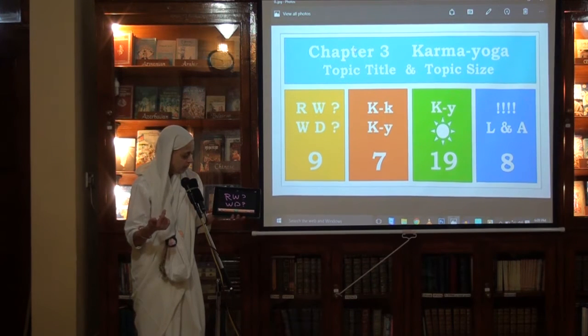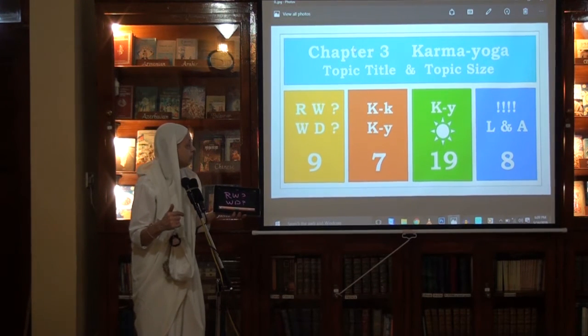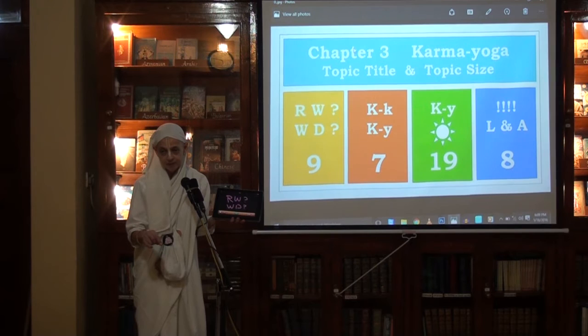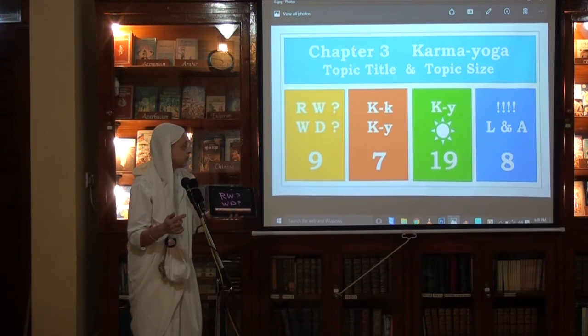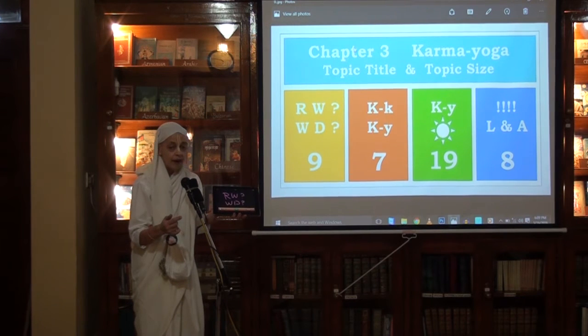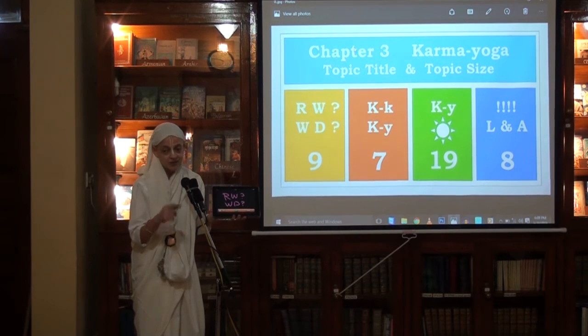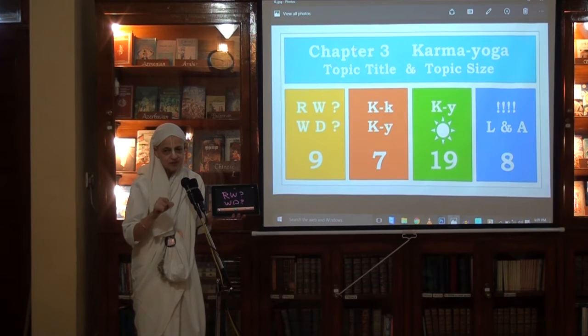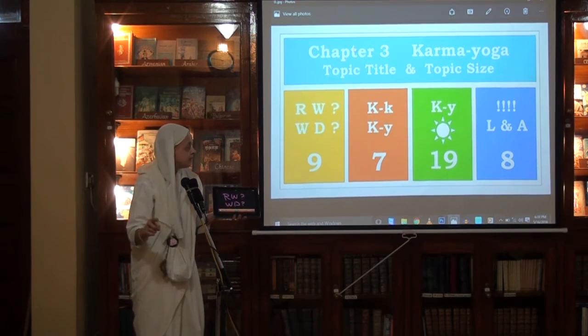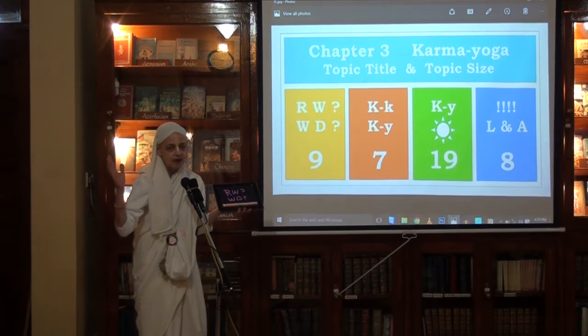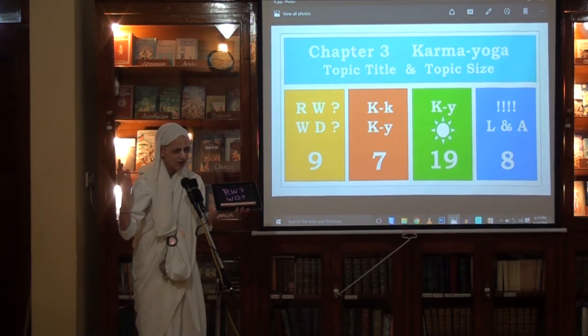RW question mark and WD question mark. Okay? We'll tell you in a minute. We'll make it a surprise. The next one is KK and KY. So fill it in really fast. Just make the letters. How many did that? Did you get it done? Good. Next is KY and a big sun. Sunshine, light.